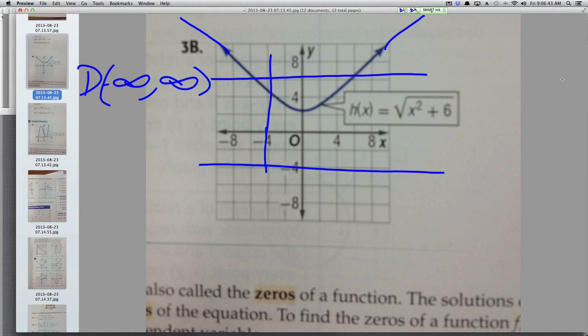Okay? So, what we want to do when we're doing range is we want to start with the smallest number and then move to the biggest number. So, what's the smallest number? And just give me close. You don't have to get exact. What's the smallest number that if I drew a horizontal line would touch my graph? 2. So, we're going to say my range is from 2, and then how high does it go? It goes to infinity. So that means my range would be from 2 to infinity.